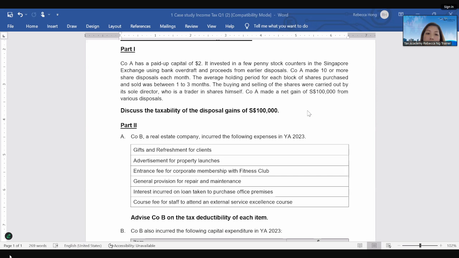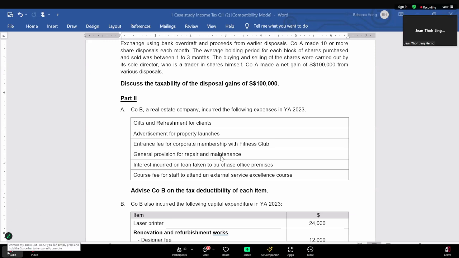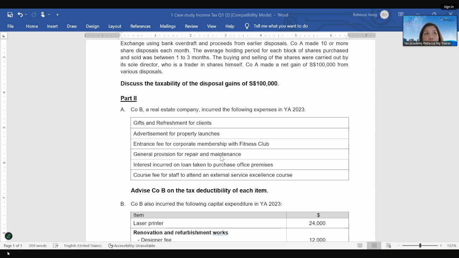For part 2, company B, a real estate company, incurred the following expenses in YA 2023. They gave refreshments for clients. Is it deductible? Yes. Why is it deductible? It's something to do with his business because it is for his clients. So it's under the general deduction formula. It is incurred in the production of the income.